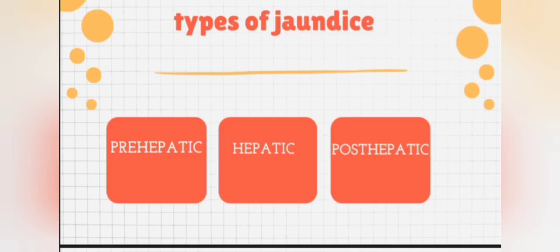Now let's understand the types of jaundice. Jaundice is classified into three major types: pre-hepatic, hepatic and post-hepatic. So let's understand them.